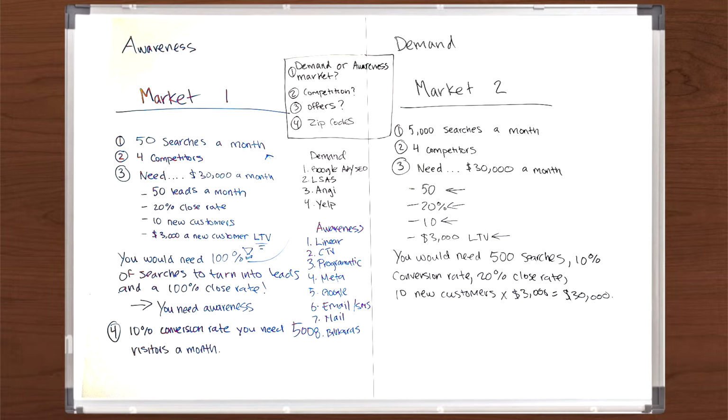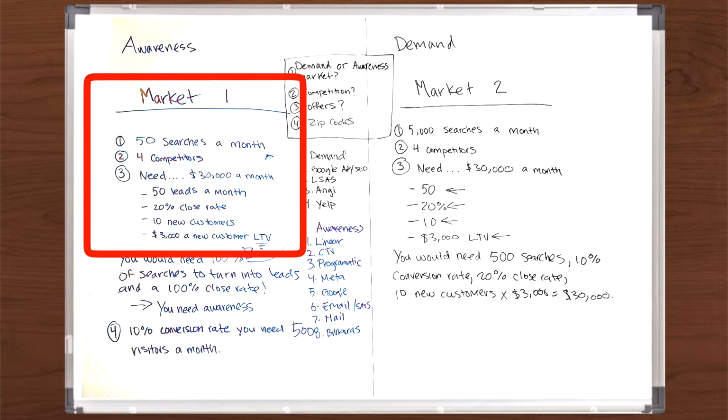So market number 1, it only has 50 searches a month in this market. These are people who are doing searches in a traditional search engine like Google. There are 4 competitors in the market, so there is some competition. They need to hit $30,000 a month in more revenue for that market. That could be a local business that's trying to sell more. That could be an individual product that you're trying to sell more to that market. That could be an events company that wants to get tickets in that market. It does not matter. It's all the same type of concept.